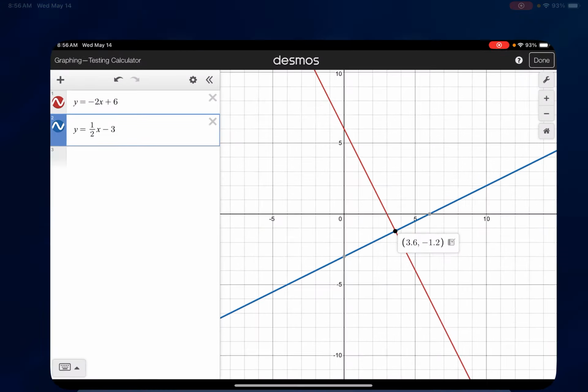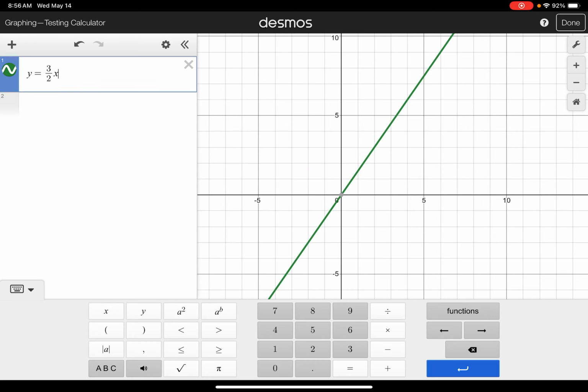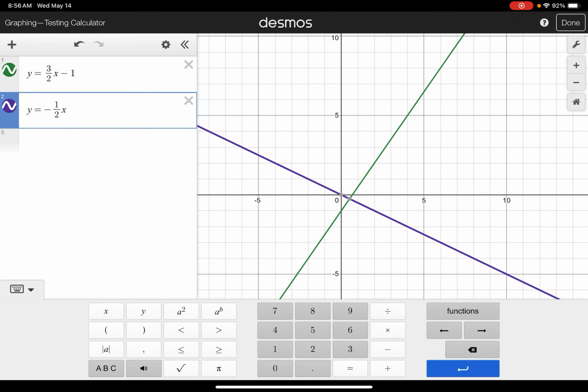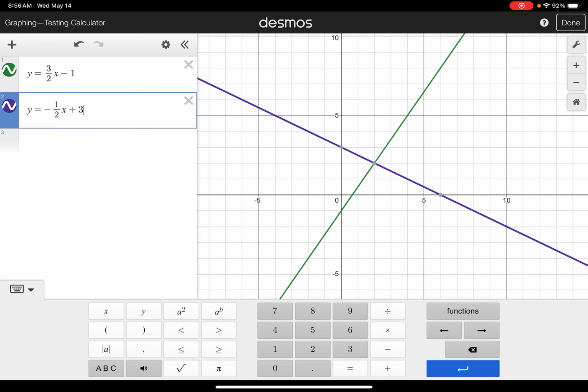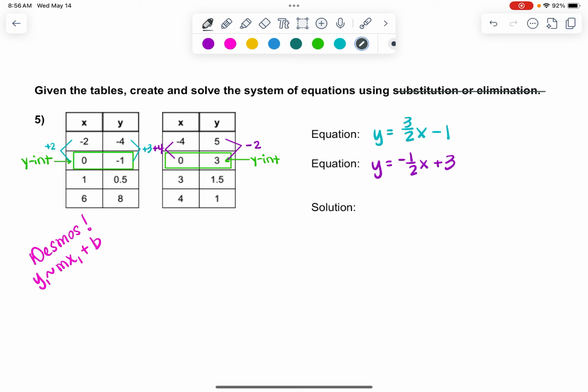I'm going to go in there and type in my two equations. So y equals 3/2 x minus 1. And then I'm going to type in my second equation, y equals -1/2 x plus 3. Now I'm going to see where those are intersecting, and that looks like (2, 2). So I know that my solution, when I go back here, is (2, 2).